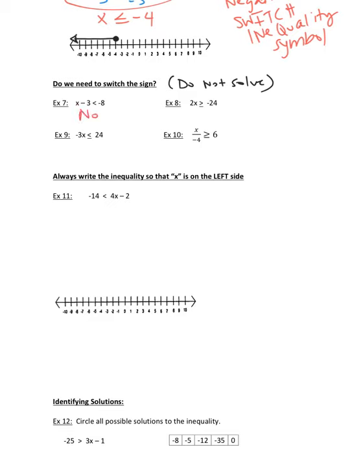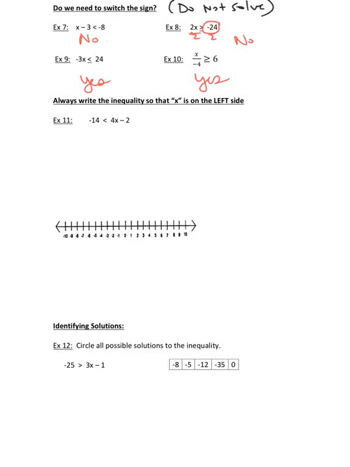In example 8, I'm dividing by 2. So even though there's a negative here, I'm dividing both sides by 2. Again, I'm not doing the problem, I'm just showing you in my head what's going on. So no, I'm not switching the inequality symbol. In example 9, yes, I'm switching the inequality symbol because I'm dividing both sides by -3. And in example 10, yes, I'm switching the inequality symbol because I'm multiplying both sides by -4 to clear out that fraction.